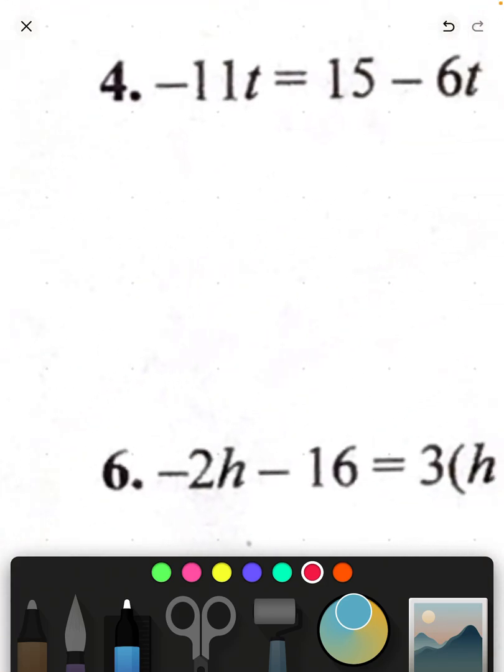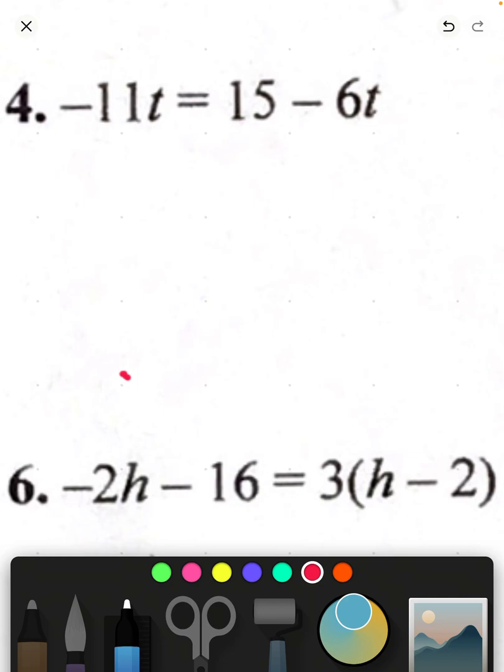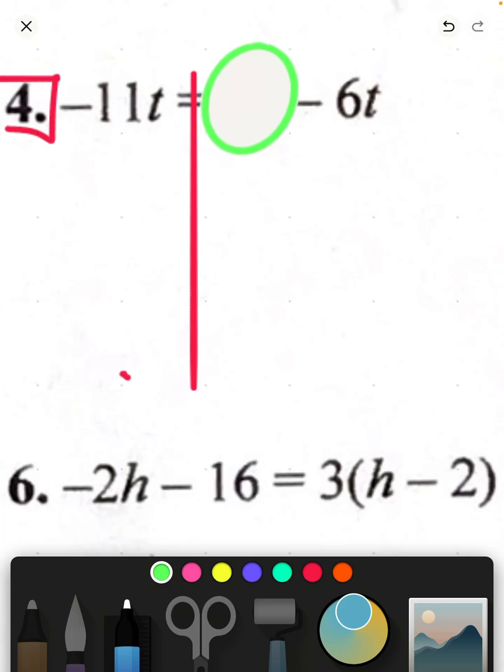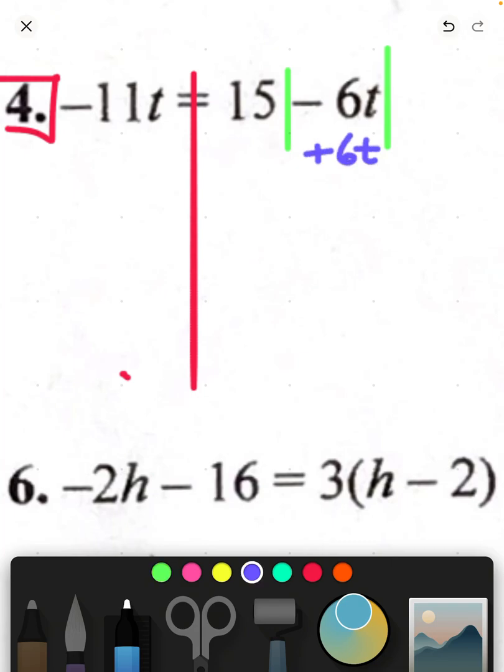Okay, number 4. Now, in this case, you know that I said we want to get our variables on one side first. The thing about this is our constant is already over here by itself. 15 is already over there. So it only makes sense to get your variables to the other side. So the opposite of minus 6t should be to add 6t. And again, you got to remember both your adding, subtracting quantities and your multiplying, dividing quantities.